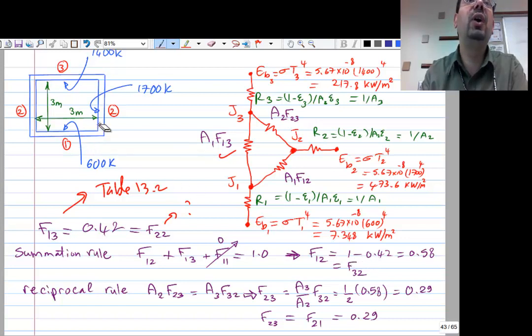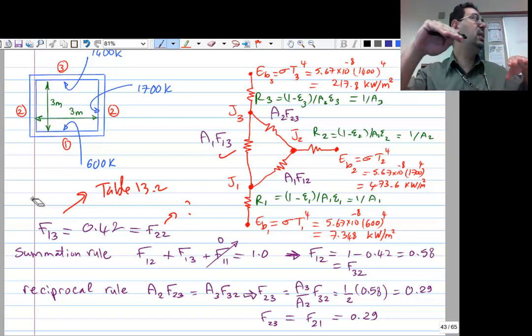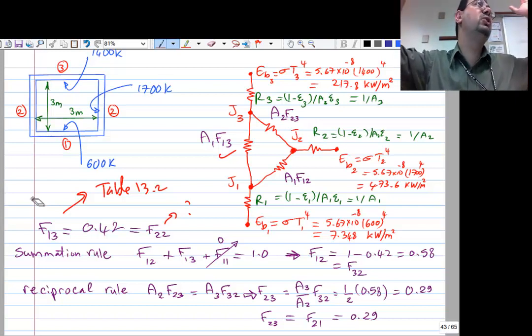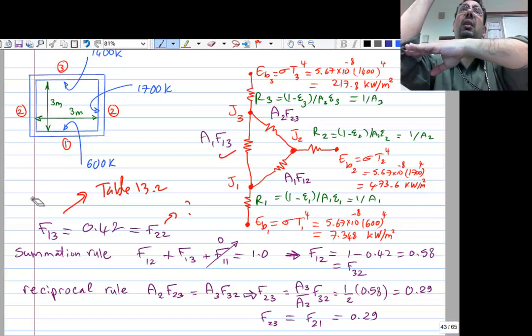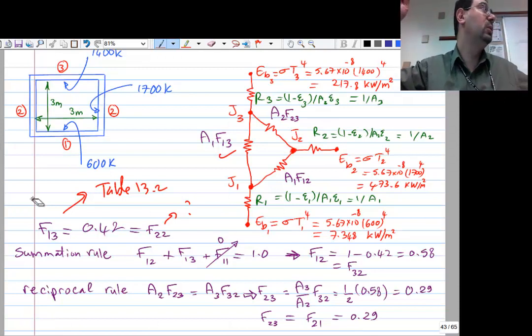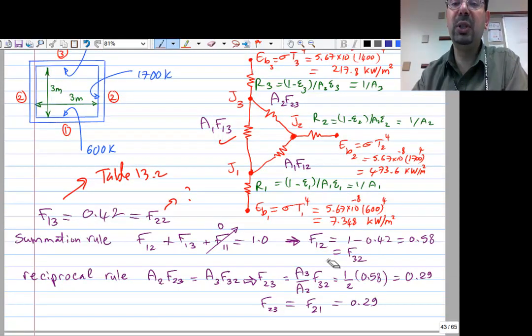Note that it's very hard to find F12. Why is it very hard to find it in the table? Because that's a flat surface radiating to two perpendicular surfaces next to it. You probably will not find it. You'll probably find only F1 to a normal surface next to it, and then you maybe have to multiply by 2 if you have the other two. So he's using the summation rule to come up with F12 as 1 minus F13. Okay, so it's 0.52 and he's done with F12.